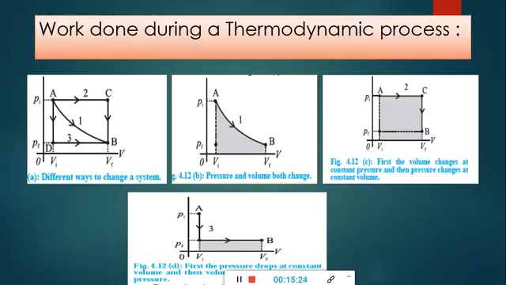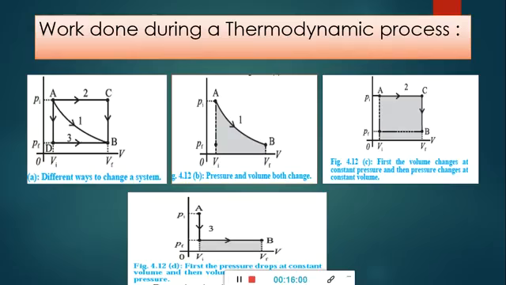Now the third case. In this case, the pressure decreases from Pi to Pf at constant volume along this path. Now from this point, the volume of the system increases to Vf at constant pressure. So the work done in this process is again represented by the shaded area.